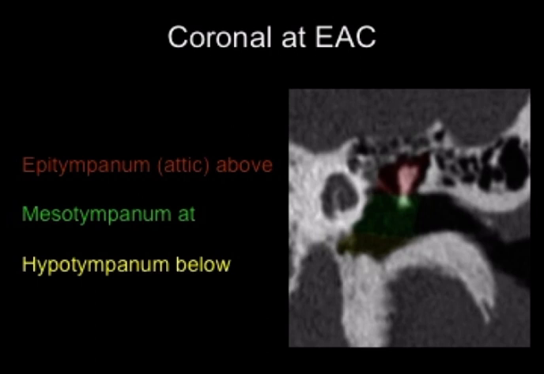You go to the external ear canal. This is your central point. If you draw a horizontal line along the roof and a horizontal line along the floor, it gives you your 3 compartments in the coronal plane. So the epitympanum is above the canal, and it's often referred to as the attic. The mesotympanum is at the canal, and the hypotympanum is below. And actually, the hypotympanum is a very shallow little trough, and it can sometimes be almost non-existent and quite hard to see and to differentiate from the mesotympanum.